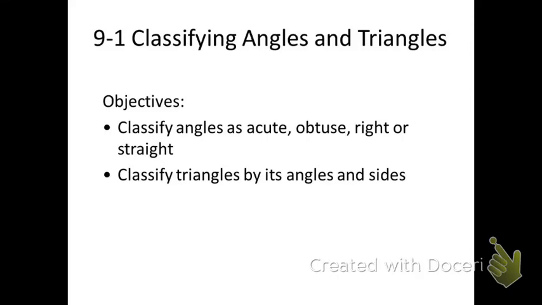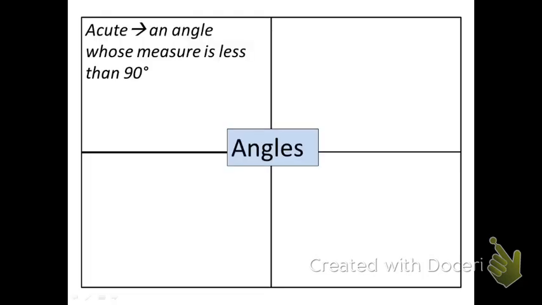Okay, today we learned all about classifying angles and triangles, so we're going to learn a lot of vocabulary. We'll learn to classify angles as acute, obtuse, right, or straight, and then we'll classify triangles by its sides and by its angles. So acute, this is an angle whose measure is less than 90 degrees. So we would say this is an acute angle.